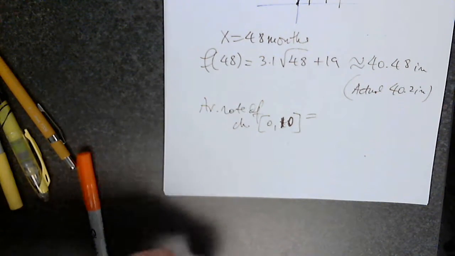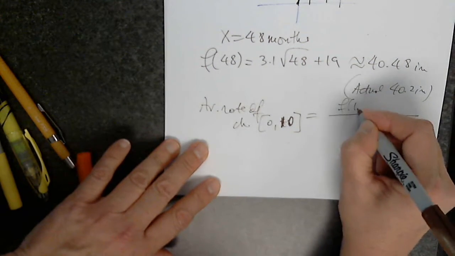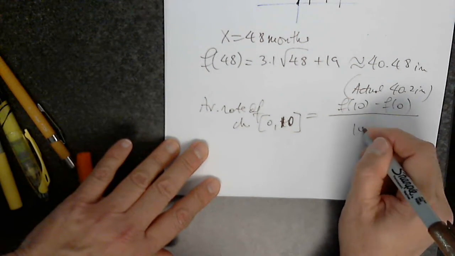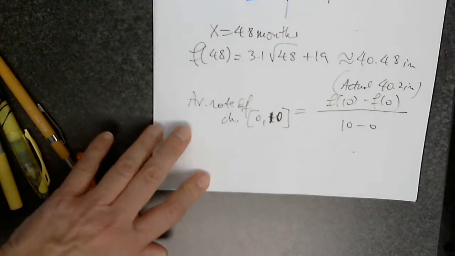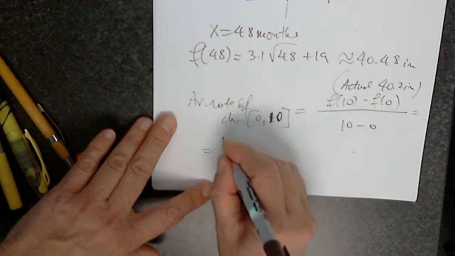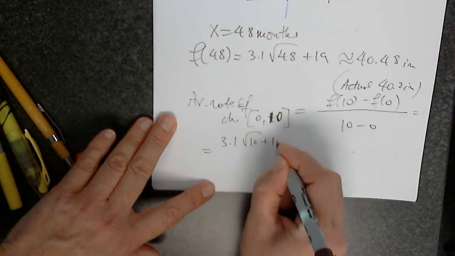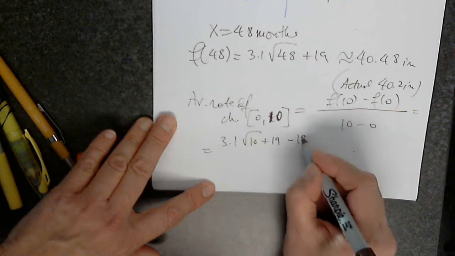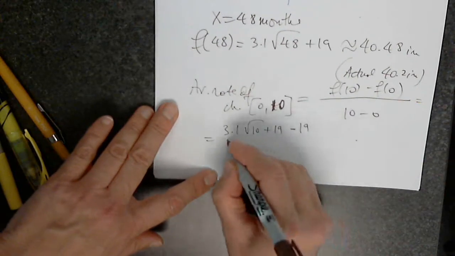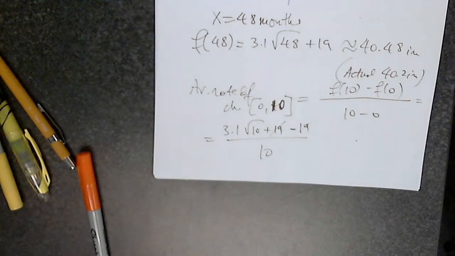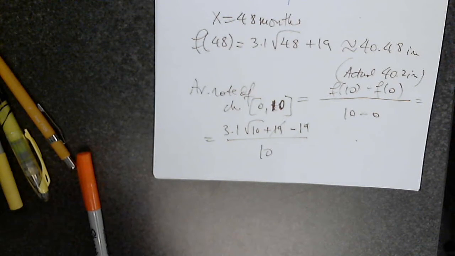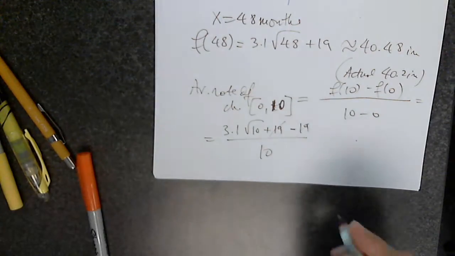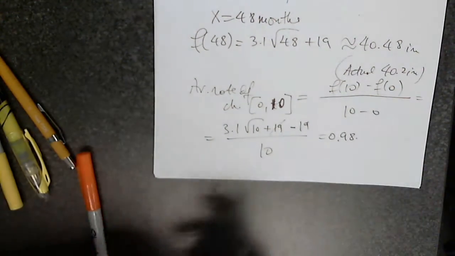Yes, it's the slope, of course. So f of 10 minus f of 0 over 10 minus 0. f of 10 will be 3.1 times the square root of 10 plus 19. And f of 0, when I plug in 0, I just get 19, divided by 10. So I'll use my calculator. I have 3.1 multiplied by the square root of 10, and I divide the whole thing by 10. Okay, well, I got 0.98. So 0.98 what?